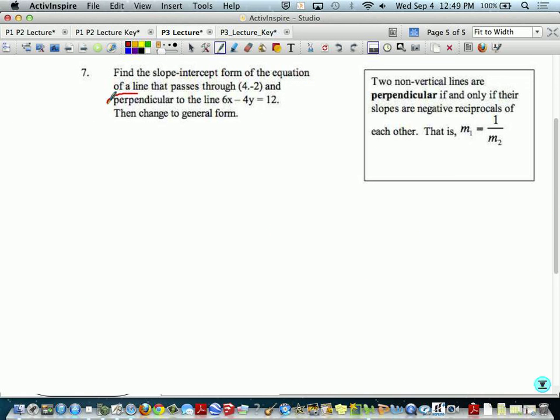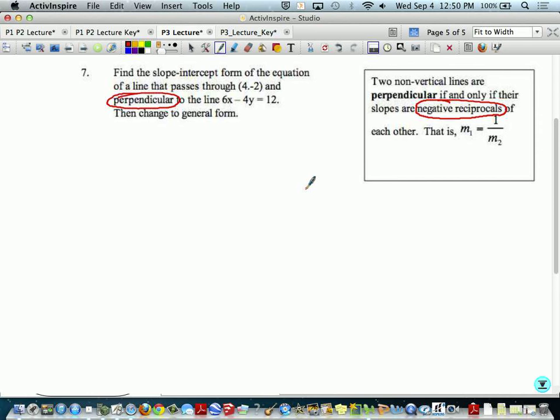Now we're dealing with perpendicular. Don't you just reciprocate this? That's only if it's negative. I would study this. Slopes are reciprocal slopes if they are negative.